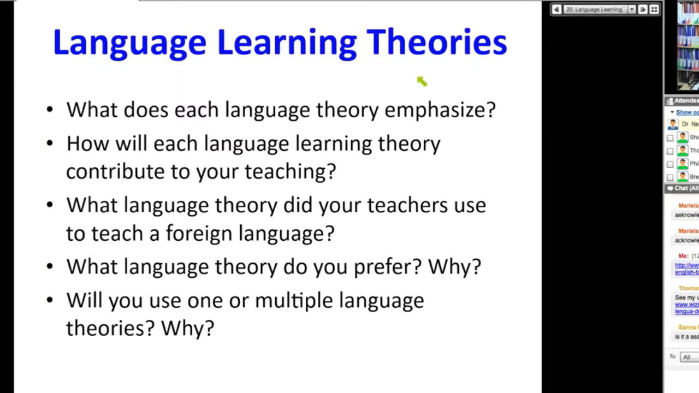And notice acculturation is not about culture. It's about becoming part of a group, okay? So language learning theories. You're going to blog or wiki about this, up to you. It's up to you whether you want to blog or wiki.